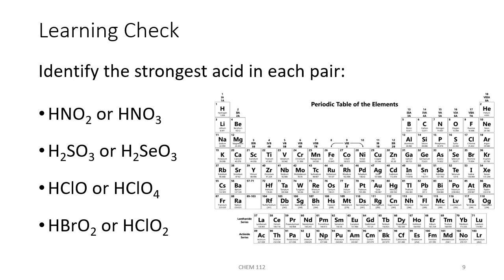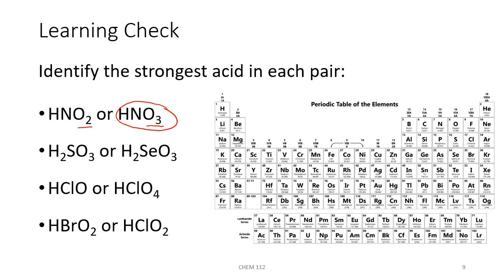Identify the strongest acid in each pair, HNO2 or HNO3. So HNO2 is nitrous acid, HNO3 is nitric acid. Nitric acid is one of the strong acids, whereas nitrous acid is a weak acid. For us, if we didn't know that, we could look at nitrous acid has 2 oxygen atoms, and nitric acid has 3 oxygen atoms. So the greater number of oxygen atoms will have more resonance structures for its conjugate base, and therefore it will be the stronger acid.